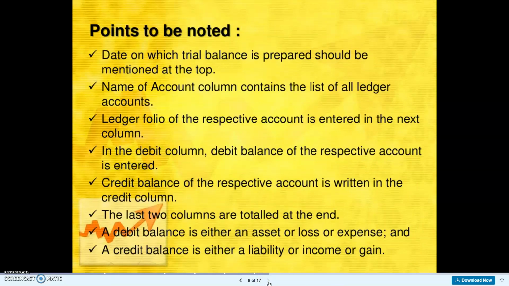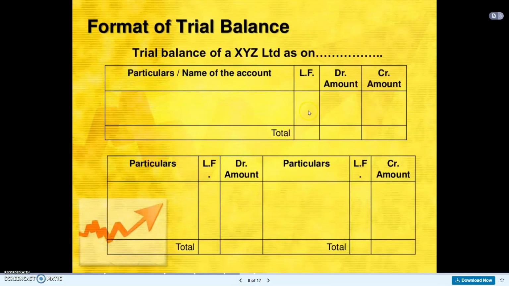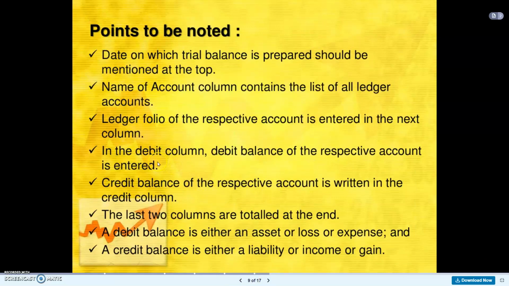Points to be noted. The date on which the trial balance is prepared should be mentioned at the top. The name of account column contains the list of all ledger accounts. The ledger folio of the respective account is entered in the next column. In the debit column, the debit balance of the respective account is entered. The credit balance of the respective account is written in the credit column.